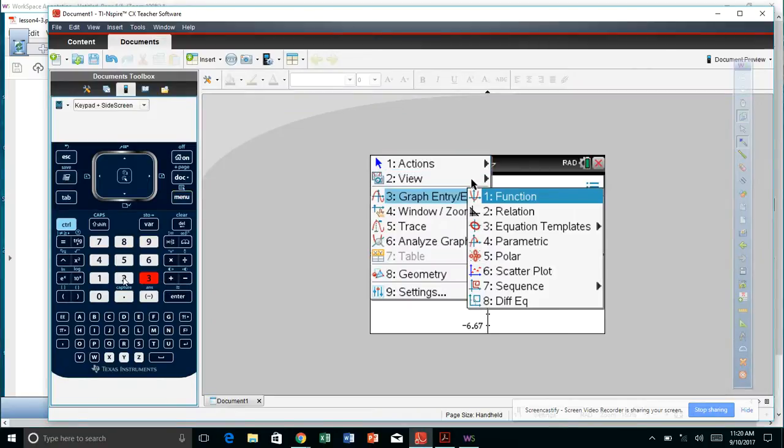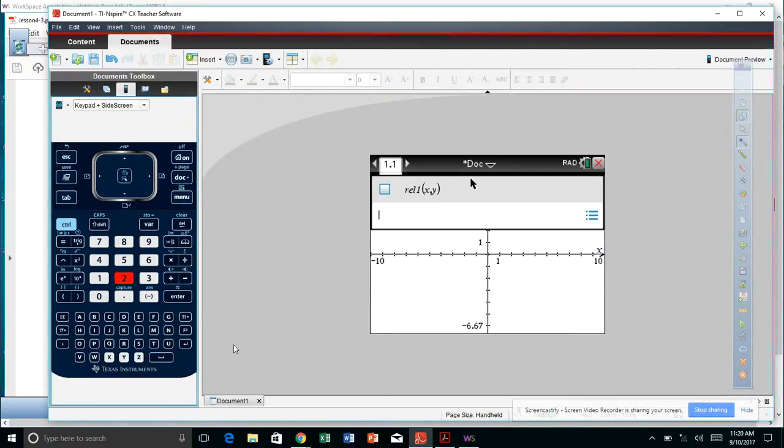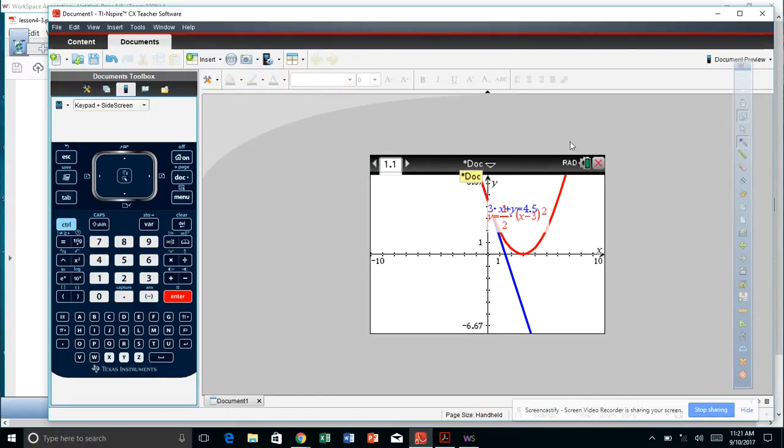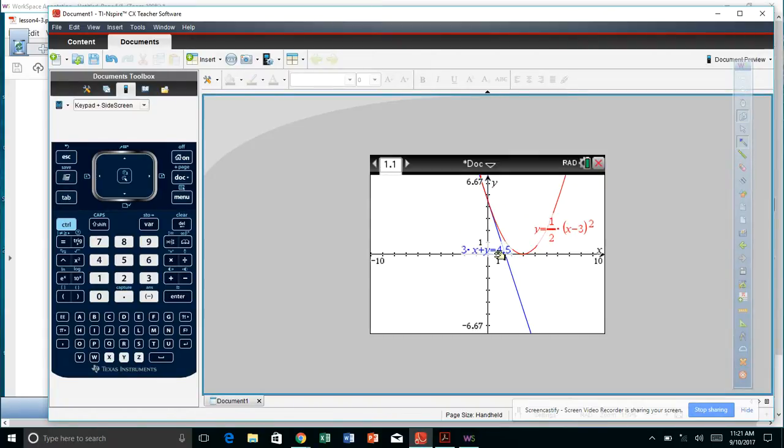Menu, 3, 2, and our first one is 3x plus y equals 4.5. Enter. And there it is. We'll just press tab here and put the other one in. y equals, and then we've got 1, control, divide, 2, and times, open parentheses, x minus 3, close parentheses, squared, and press enter, and there we go. Now, it's kind of hard to see here, so let's spread this out a little bit so we can see. We have to find that point of intersection there.